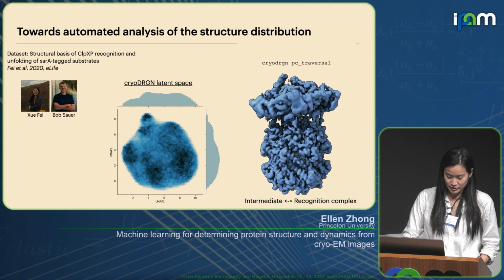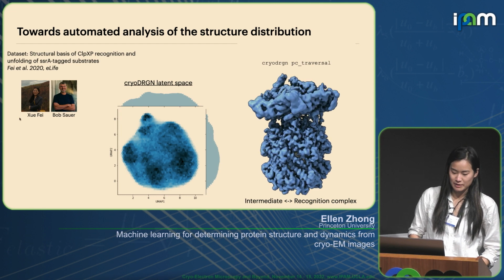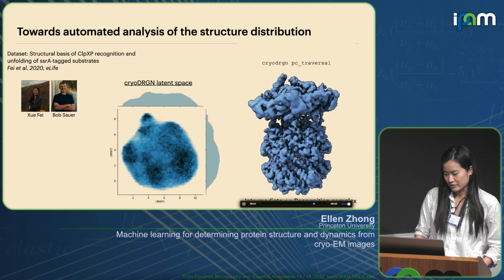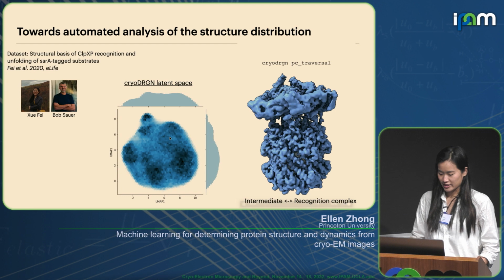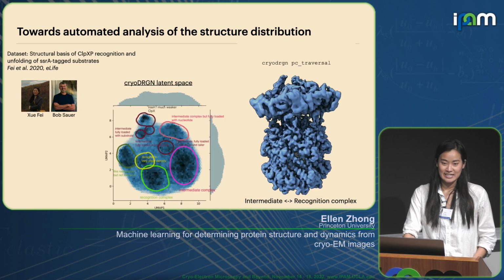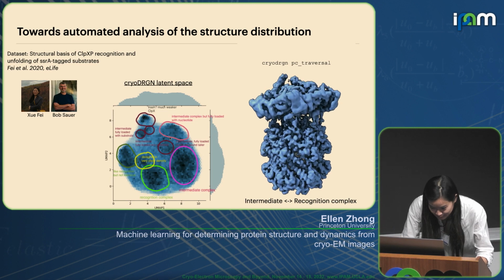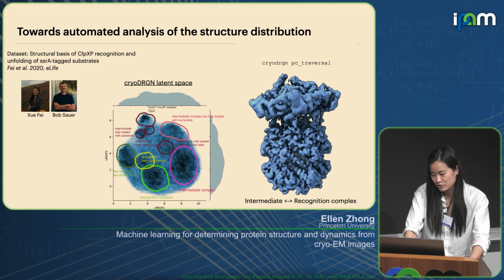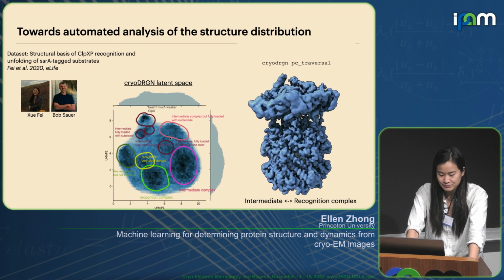Just as an example, this was a data set from Su Fei, who's a postdoc in Bob Sauer's lab, where they were studying ClpXP. She trained a CryoDragon model, got this particular latent space, very beautiful, annotated it with the different structural features that she saw. And they were able to see this transition between the intermediate and recognition complex, which was quite exciting.